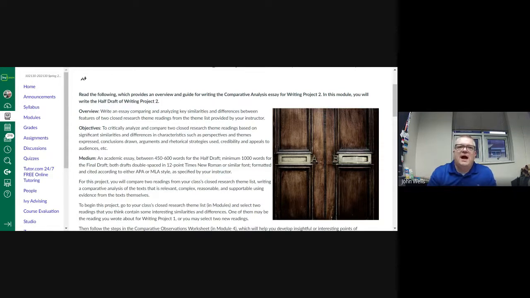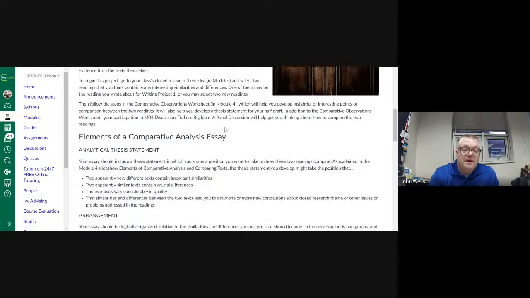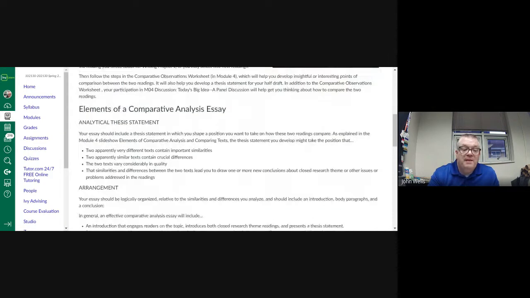Is it the type, where is it that the author is coming from? What are the audience expectations, and how are they similar or different in these articles? Do they come at it with a different style? Is there a difference or a similarity in their credentials? So we're looking at key pieces of information, not every one of them, right? And again, the half draft is between 450 and 600 words. The final draft will be 1,000 words in MLA or APA format.